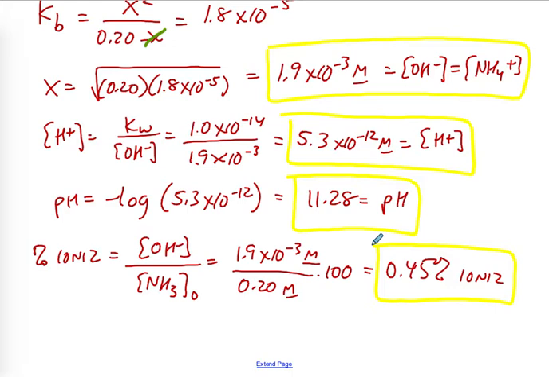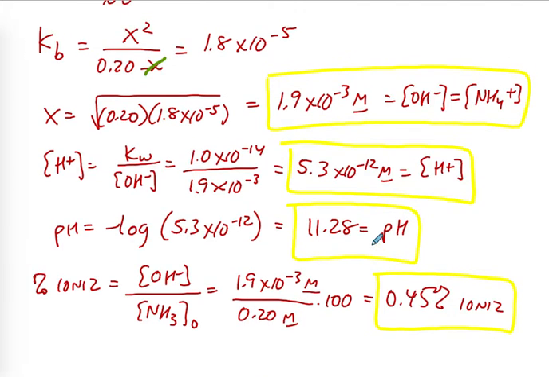Remember, the simplifying approximation of neglecting x in the denominator of the Kb expression is justified if, after doing so, you find that x is less than 5% of the quantity that you subtracted it from. In this case, that is equal to the percent ionization. 0.45% is significantly less than 5%, so we are justified.